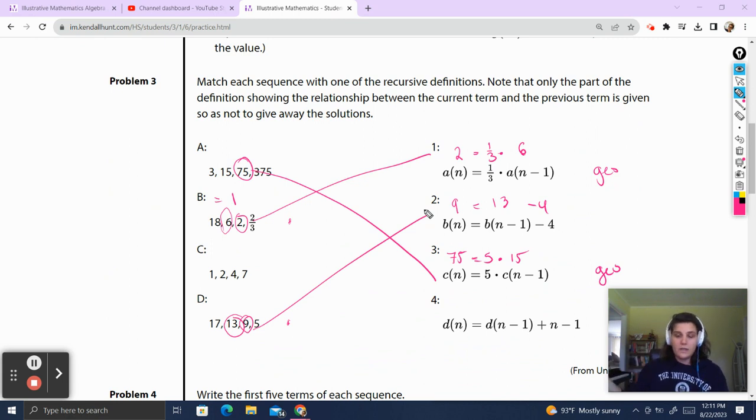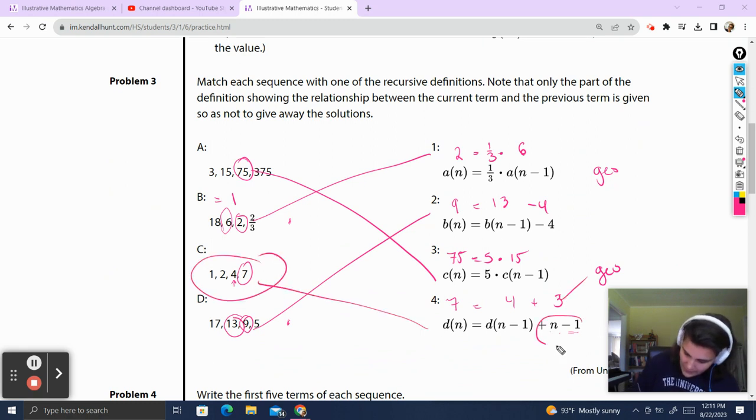So when we're doing these questions, we want to use the process of elimination to work smart and not hard. Now let's check this one over here. Let's take the 7. 7 should be equal to the previous term plus the place value of the previous term. So the place value of the previous term is 3. That works. And we're done.